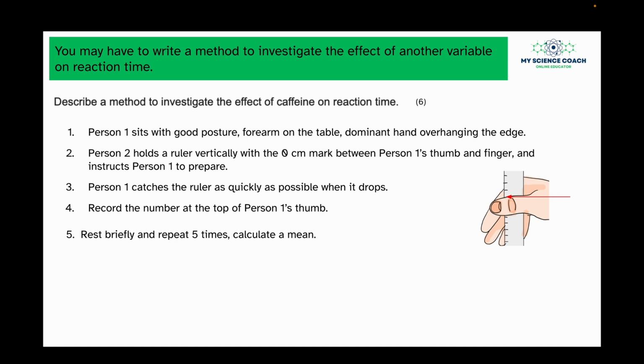Calculate their mean reaction distance from the ruler. Once you've got that reaction distance, what you then do is you get a lookup table and you convert their ruler measurement into a reaction time using the table.